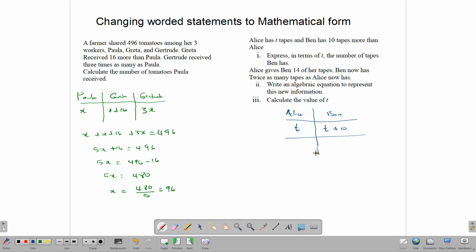What else do we know? Alice gives Ben 14 tapes. So part 1, express in terms of T the number of tapes that Ben has. Ben has T plus 10.